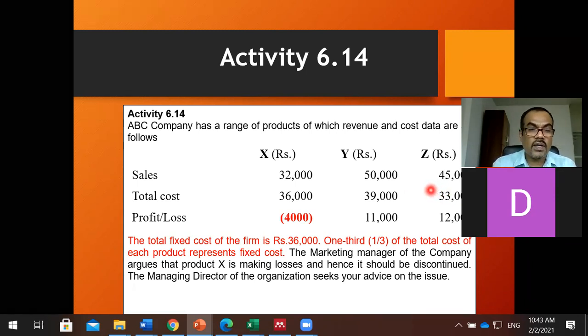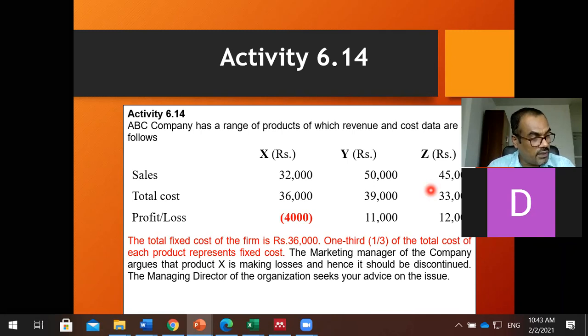The marketing manager of the company argues that product X is making losses. Of course, that is the final loss. Sales is less than the total cost by 4,000. As a result, you have a loss. And should it be discontinued? Should we stop it? The managing director of the organization seeks your advice.